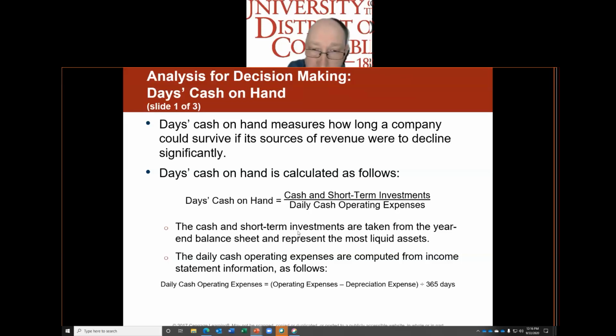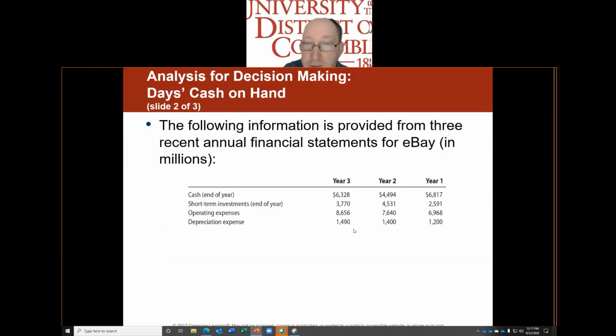The cash and short-term investments are taken from a year-end balance sheet to represent the most liquid assets. And of course, the daily cash operating expenses are computed by taking your operating expenses, subtracting out depreciation, and dividing by 365. That tells me the daily cash operating expenses. And again, this formula basically tells me how long the company can survive if they were no longer to get any additional income.